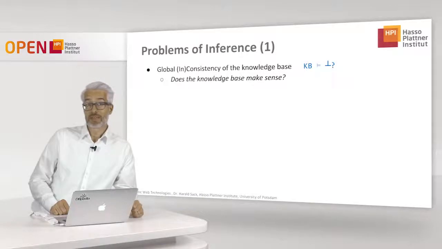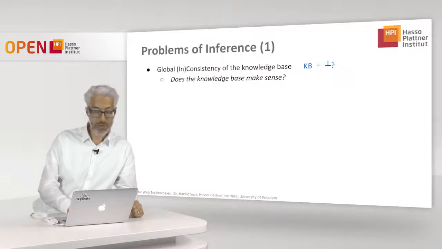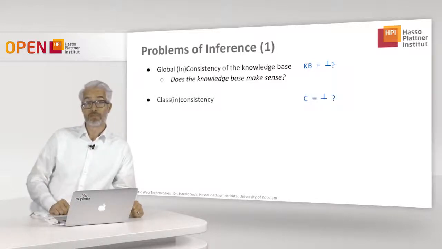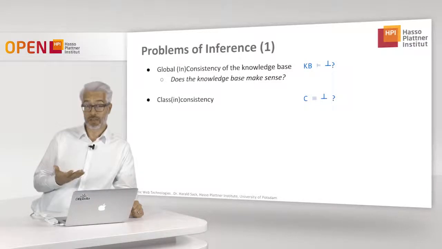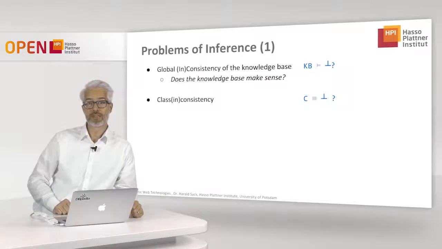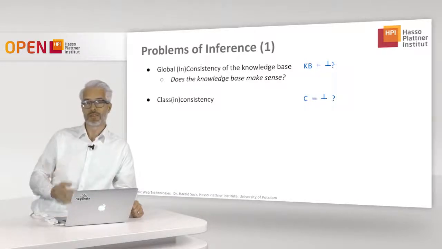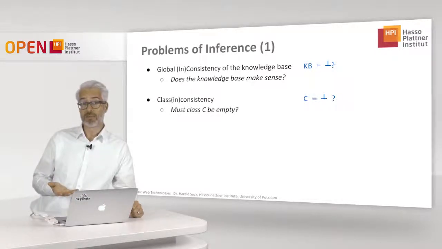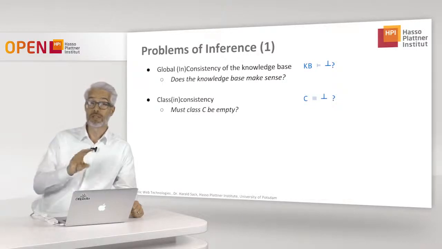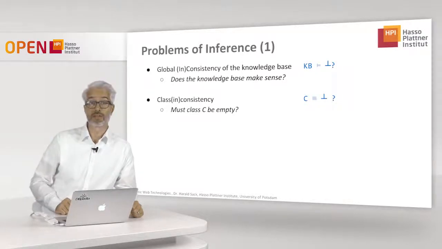Consider that the knowledge base does not make sense. Of course, you want to know why. One of the reasons could be, for example, that your classes are somehow inconsistently defined. So class inconsistency would be another question. You want to know whether your class is consistent or not, so whether your class is equivalent to nothing, which means your class must be empty if it's inconsistent, because there is no individual which fulfills the definition of your class. This is something which should be checked.